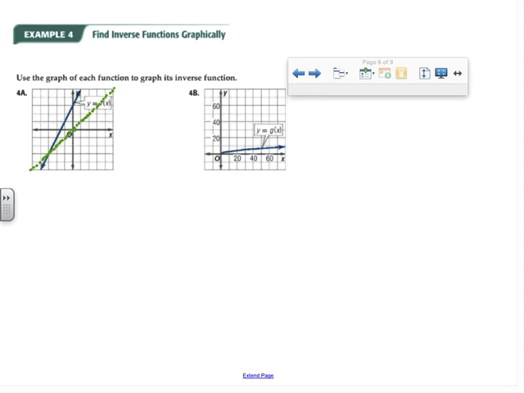They're asking us to use the graph of the function to graph its inverse function. So let's just remember our geometry a little bit. We're going to take a couple of points off of our graph, reflect them over that green line that I've given you, and then connect the dots and make sure that it's following the same shape. Myself personally, I see this point, this point, and this point.